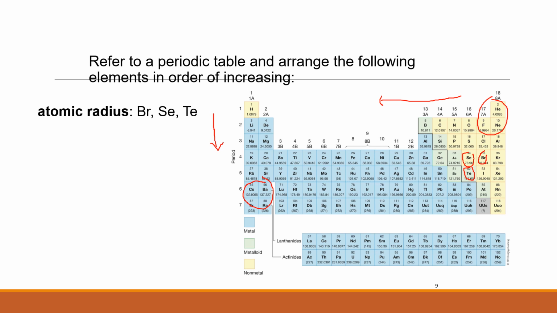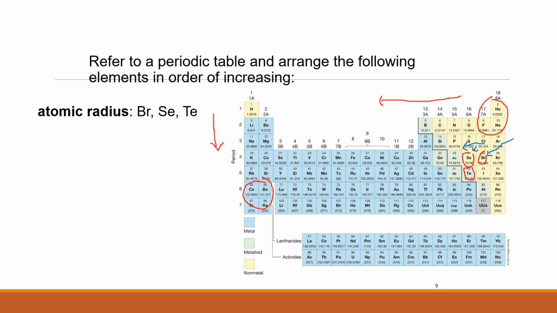Or actually we need to start with the smallest because we're going in order of increasing, excuse me. So the smallest out of bromine, selenium, and beryllium, well, the smallest is going to be bromine because it is closest to this upper right-hand corner. So bromine is the smallest. The next smallest then is going to be selenium. Because remember, as we go to the left, the size is increasing, so bromine is definitely smaller than selenium.